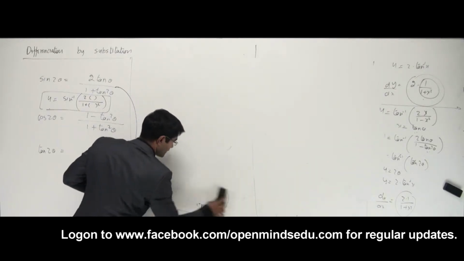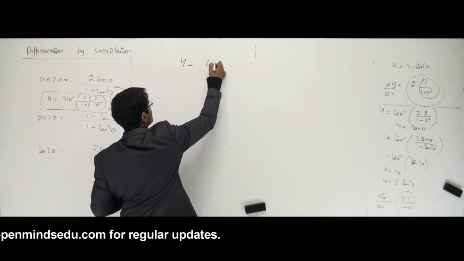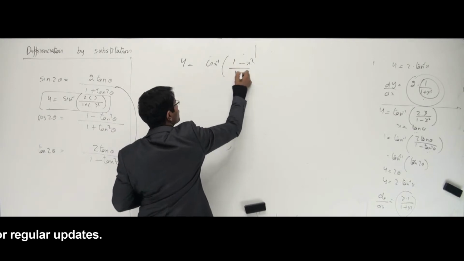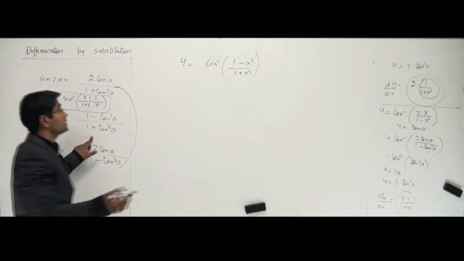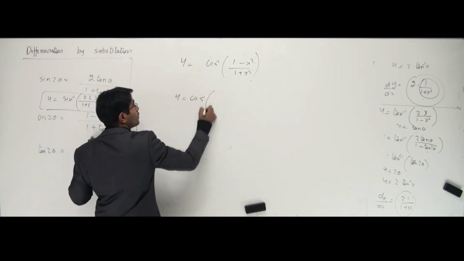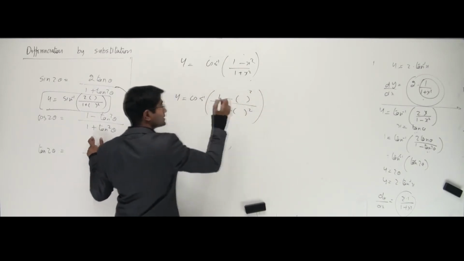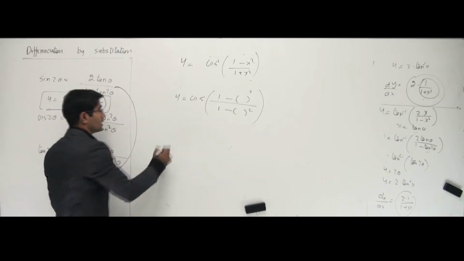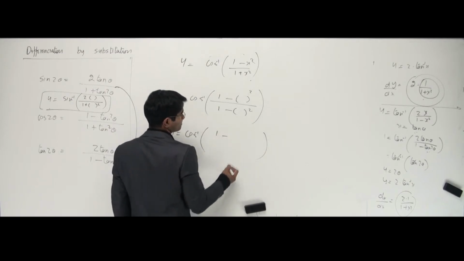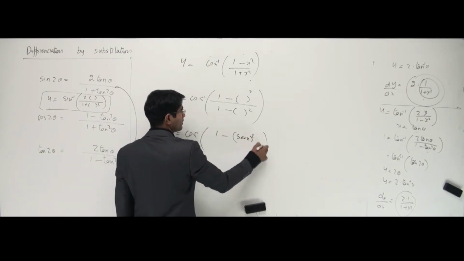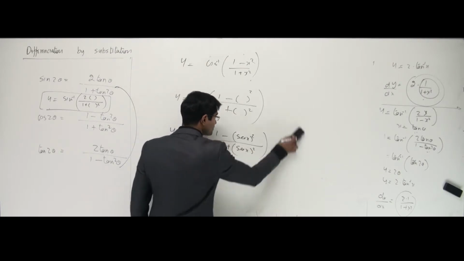Let's say I have something like this, that is y is equal to cos inverse, this time cos inverse of 1 minus x squared by 1 plus x squared. This is the more general form for this. All right, so now I can also write y is equal to cos inverse of 1 minus whatever function the whole squared by 1 plus the same function the whole squared. This is my general format. So let's say I have y is equal to cos inverse of 1 minus secant x the whole squared by 1 plus secant x the whole squared. Now can I solve this problem?